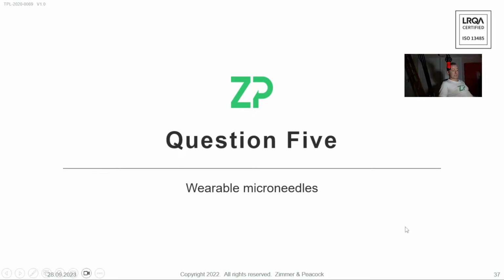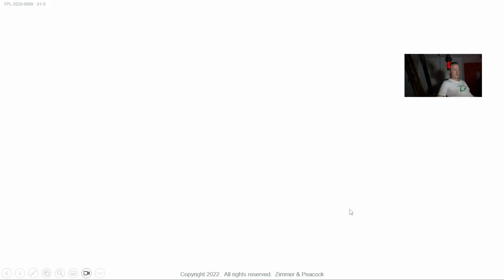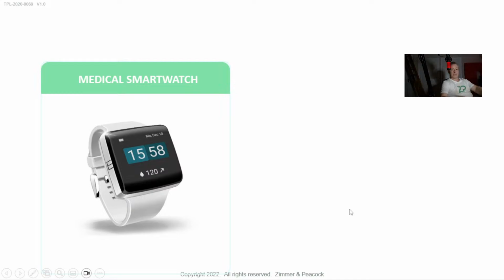Question number 5 is about wearable microneedles. Oh, in fact, I've got one here. I forgot I did. So maybe I'll sort of flick through a little bit and say at ZP, we've got a lot of experience of making. This is basically a wearable potentiostat. It's a bit nicer than just a wearable potentiostat. And here's a microneedle array. There's microneedles on this.